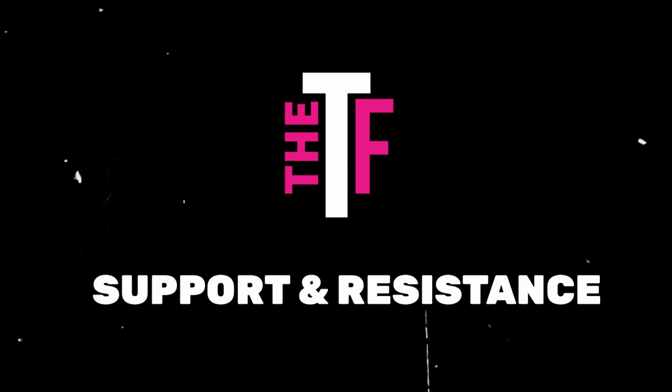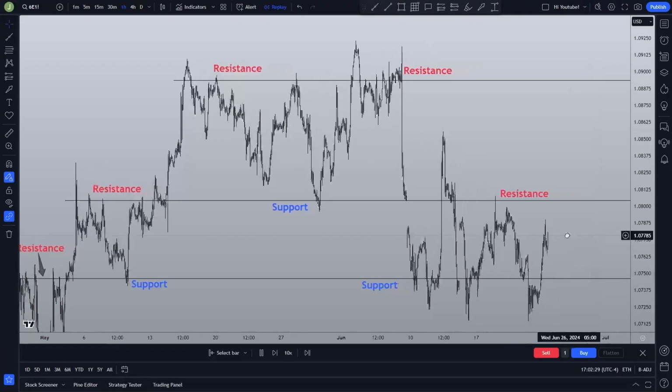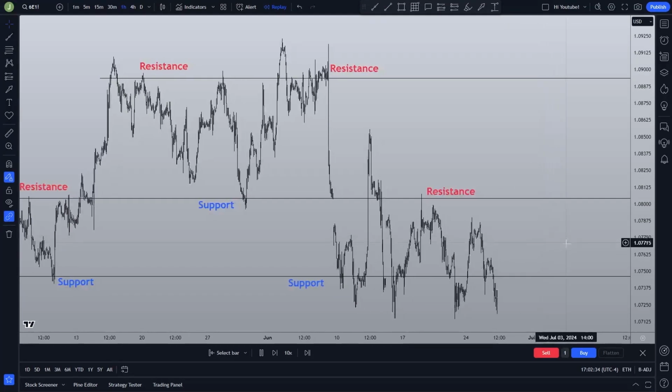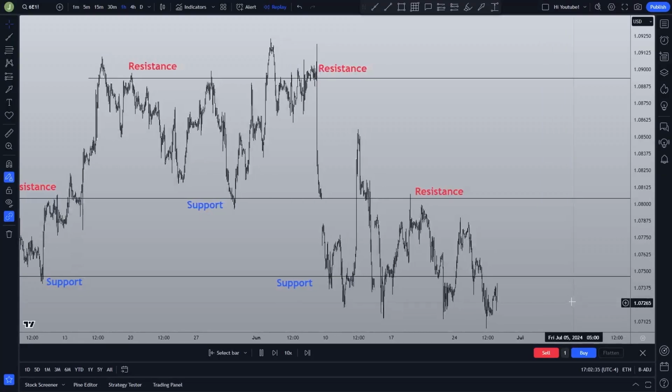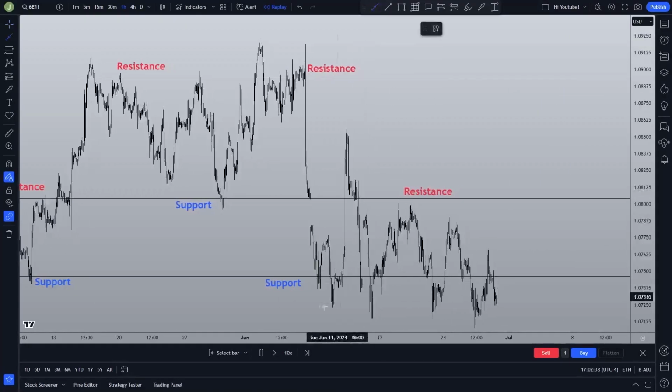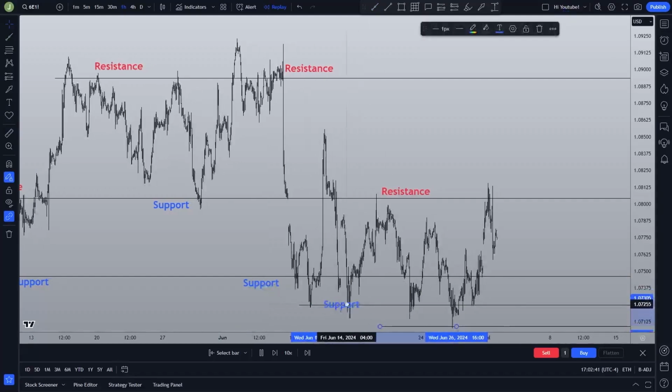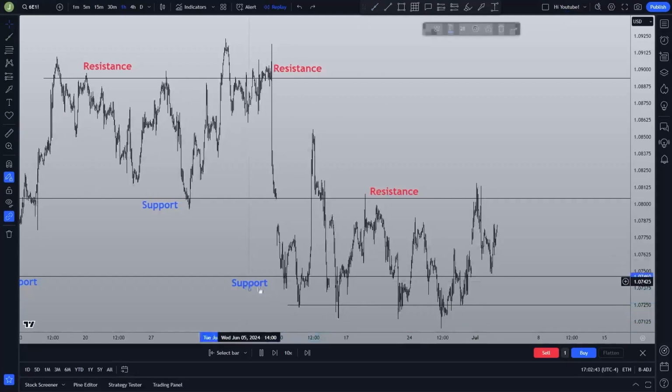Today we're diving into the basics of support and resistance. Let's get started. Support and resistance are foundational concepts in technical analysis. Support refers to a price level where a downtrend can be expected to pause and react due to a concentration of historical buying interest. Conversely, resistance is a price level where an uptrend can be expected to pause and react due to a concentration of historical selling interest.